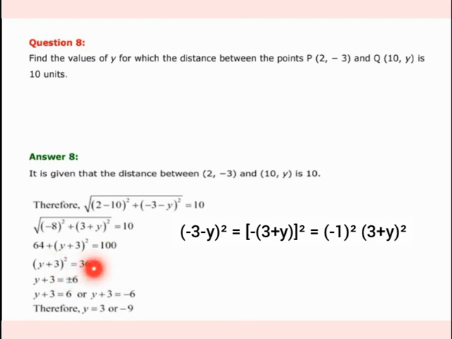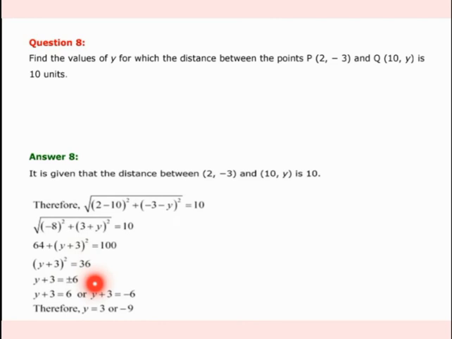After removing the square, we will apply under root. Under root 36 is plus minus 6. So we have two values. y plus 3 is equal to 6 and y plus 3 is equal to minus 6. From the first equation we will get y is equal to 3. From the second equation we will get y is equal to minus 9. So these two are the values of y.